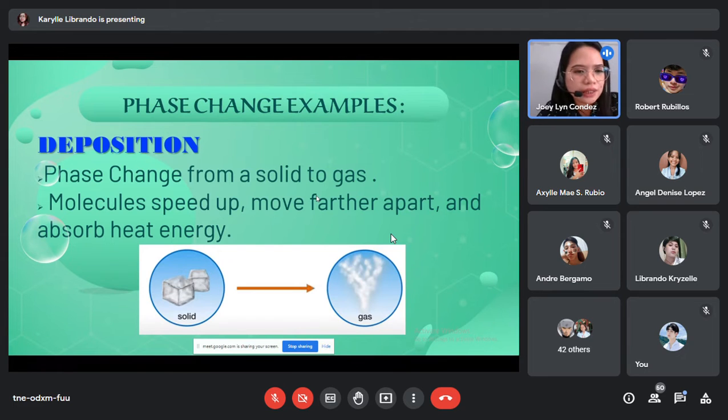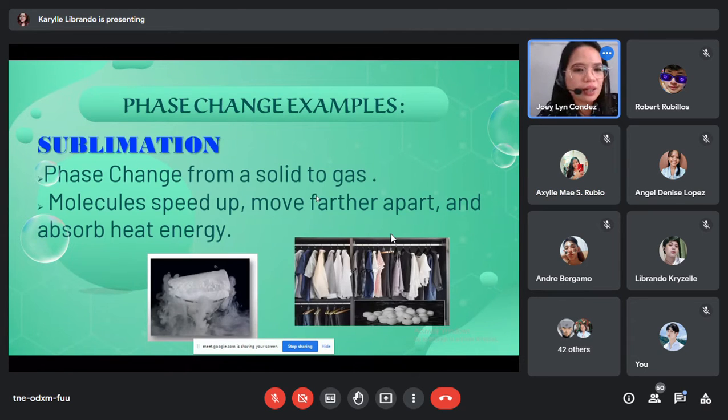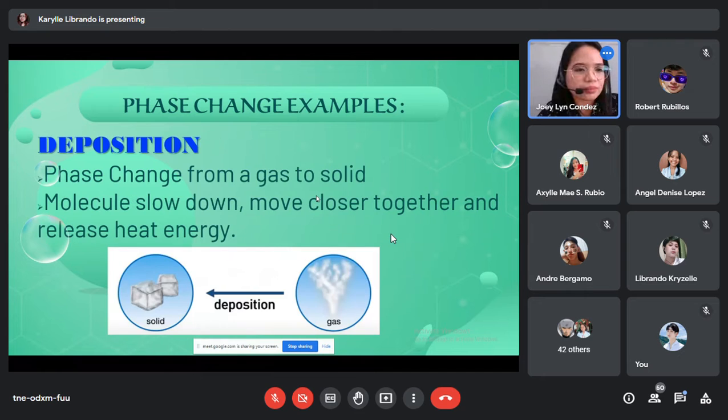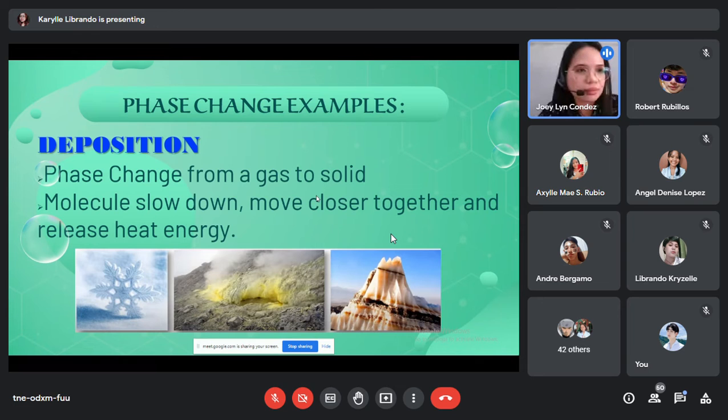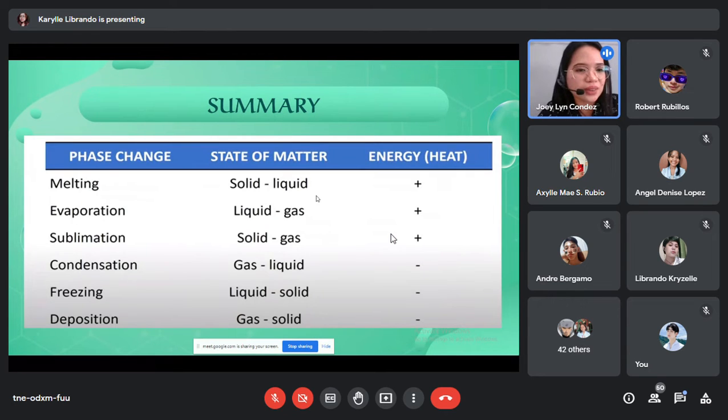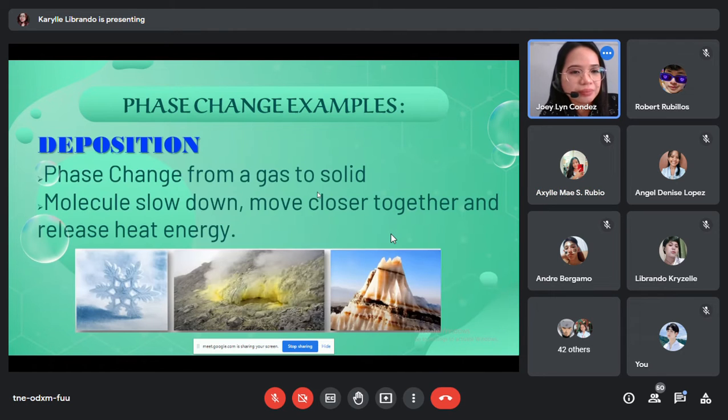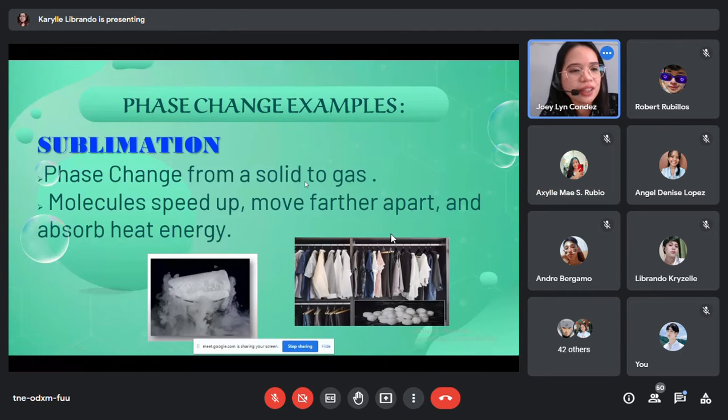Okay, next please. Gas to solid, okay, gas to solid, that's deposition. Solid to gas, that's sublimation. I think this is a typo. Go back, backward, Karil. Okay, right there. So, phase change from solid to gas, that's sublimation.